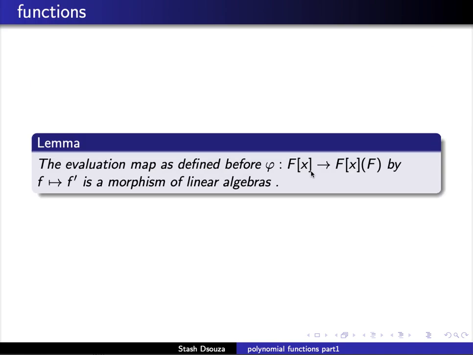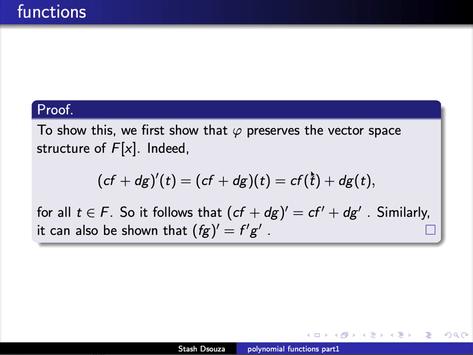Next we have a lemma. The evaluation map as defined before, phi from F[x] to the polynomial functions over F, f maps to f prime, is a morphism of linear algebras. To show this, we first show that phi preserves the vector space structure of F[x].